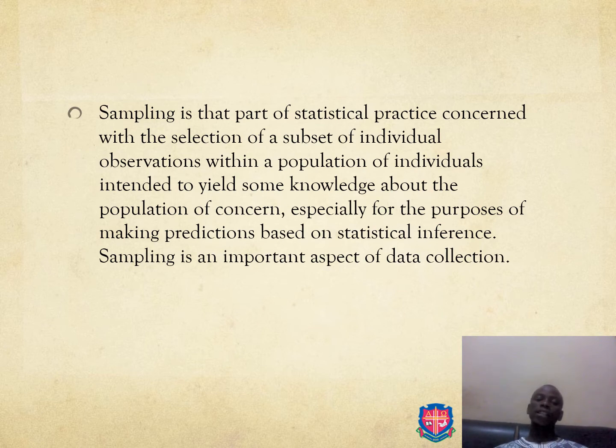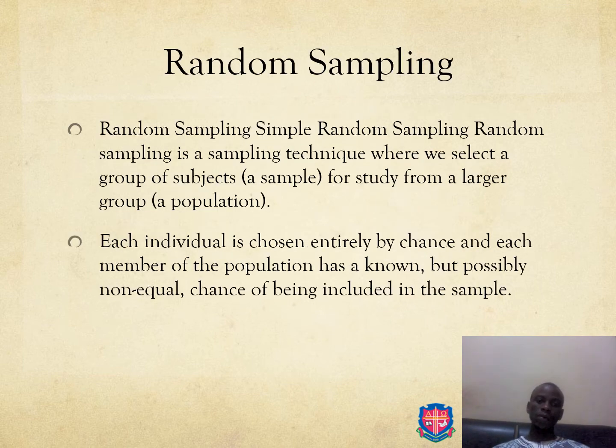Here we're trying to define sampling as that statistical practice concerned with the selection of a subset of individual observations within a population. I've talked about this earlier. You pick part of the population to represent the population. Now our random sampling. Like I said earlier, we've been introduced to probability, and at least we know the things of chance. We've said sampling is selecting part of the population to represent the population.